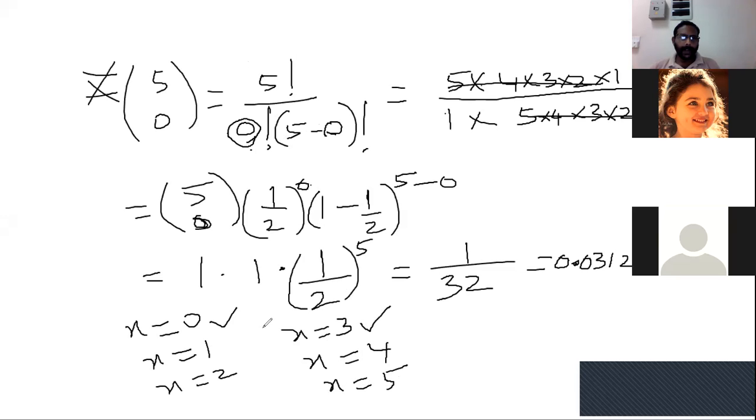Do it for when x equals 1, find out the p value. When x equals 2, find out the p value. When x equals 4, find out the p value. When x equals 5, find out the p value. Actually, since it is symmetric, when x equals 5 you will get the same value as x equals 0, that is 0.03125. Try these three, x equals 1, 2, and 4. Try and tell me the value.